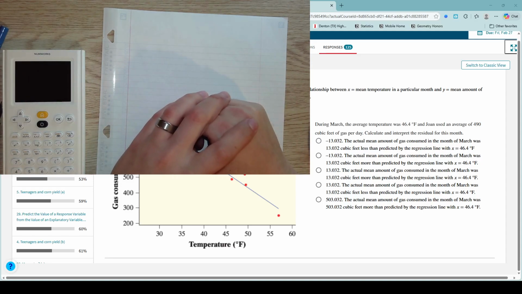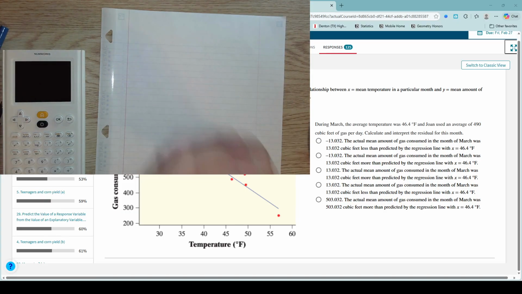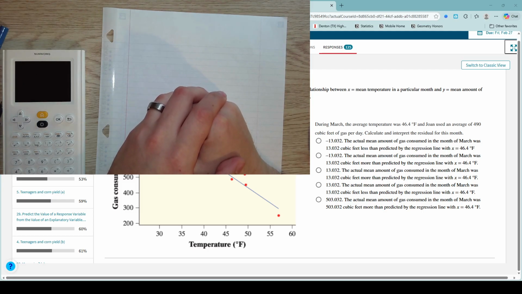Hello, welcome, good evening. We are going to review Residuals. Now, Residuals is one of the most mixed questions on the exam from last year.